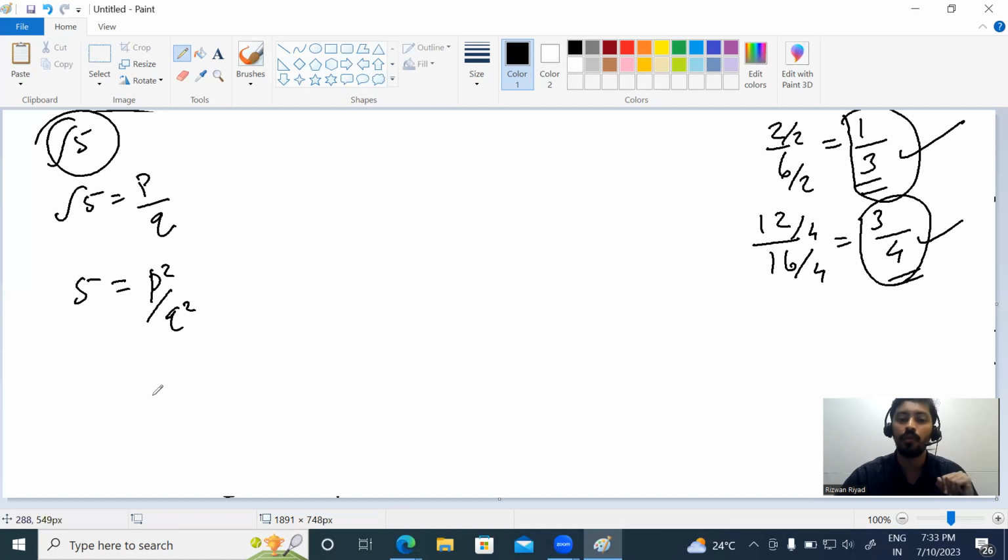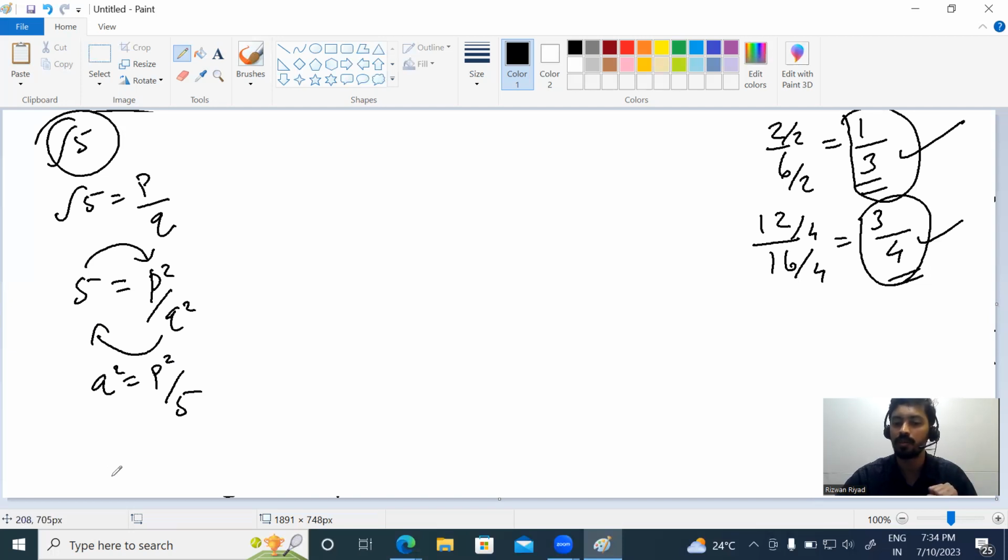Okay, now in the next step, I'm taking this q square to the right side and taking this 5 to the left side. We know that if you take an expression from one side to the other, if it was in the denominator, it will move to the numerator, and the numerator will move to the denominator. So this q square will move to the numerator on the left side, and this 5 will move to the denominator of the right side. So you will get q square equal to p square by 5. Q square equal to p square by 5.